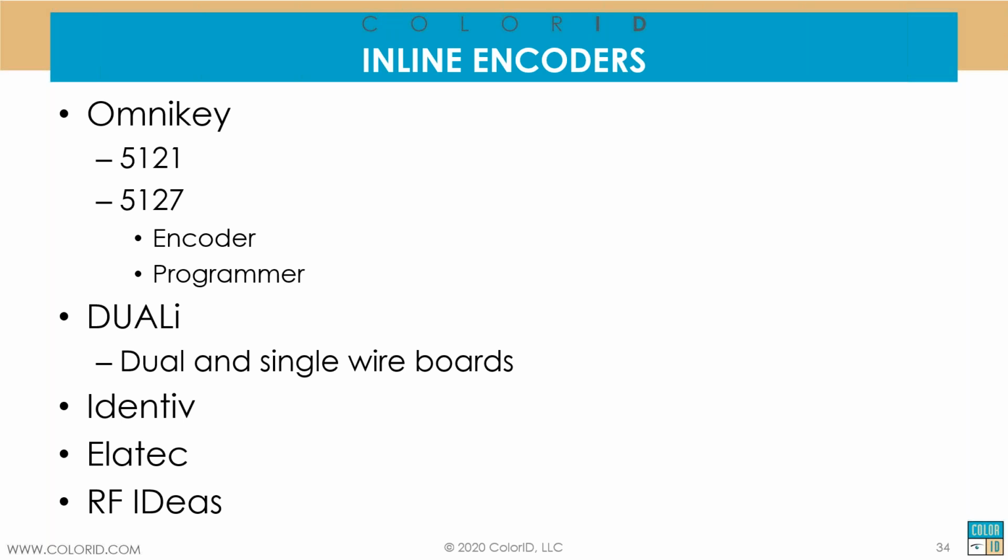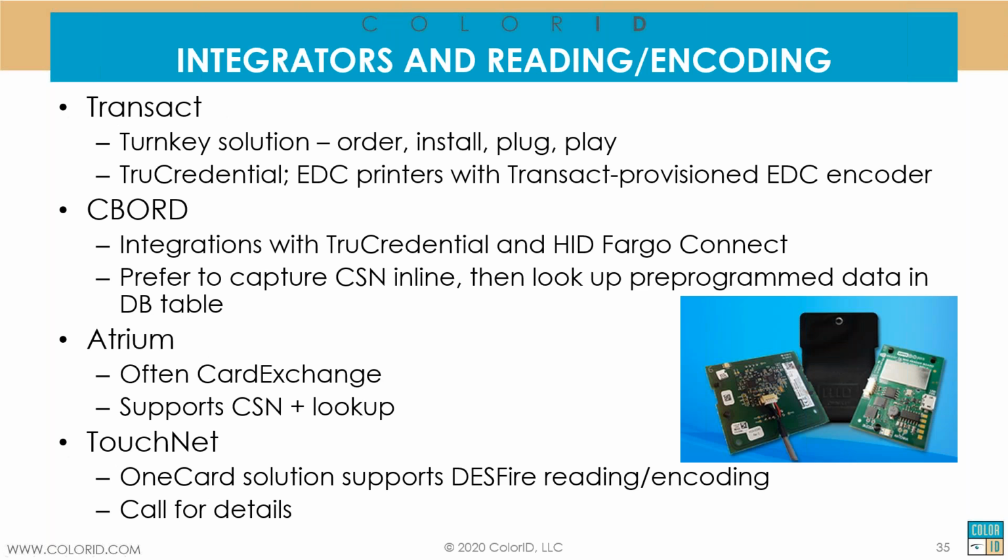Dual-I makes dual and single wire boards, so that single wire in the data card printer that I talked about, that is the single cable that brings both the print data and the contact chip data, or contactless chip data in there. Identiv also, Elatec, and RFIDeas all make encoders and readers that can go in printers.